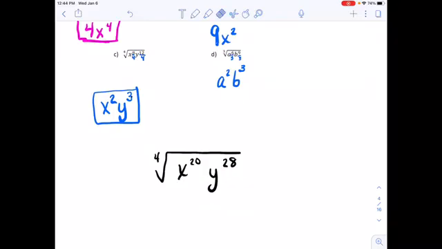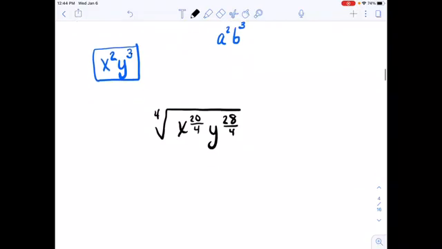So, even root, like this one, and we'll go ahead and solve here. We can either write out 20 x's and 28 y's, or you can just go ahead and divide those powers by our root number. If they come out nicely, like 20 divided by 4 is 5, and 28 divided by 4 is 7, we are good to go there, okay?